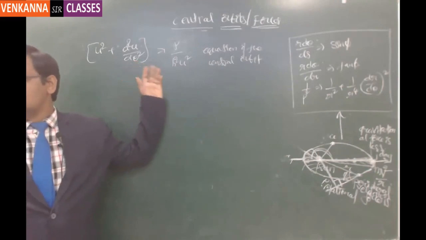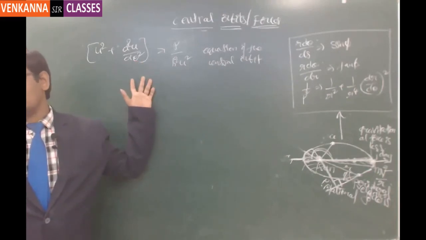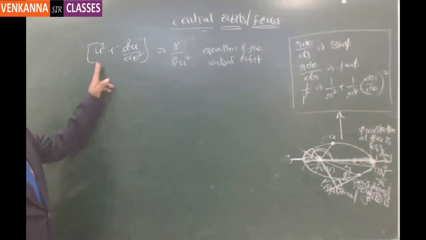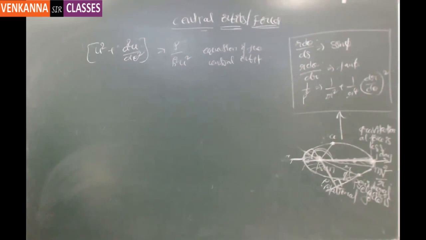From this we can express the law of force, or the law of orbit also. So u plus d square u by d theta square is nothing but the equation of the orbit. Now this equation we will express in the pedal form. Yeah, this equation is correct, right? Yeah, that's correct.